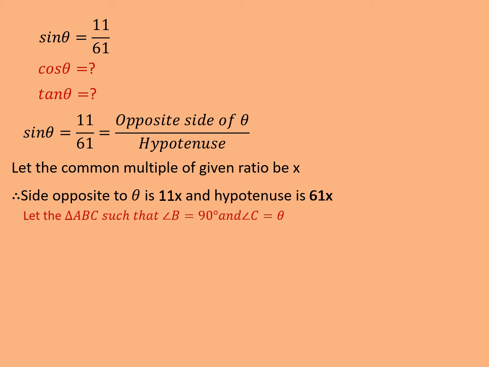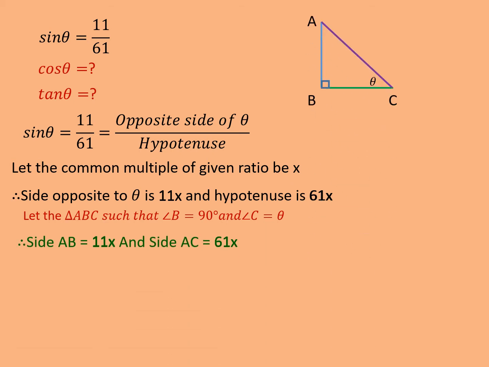So let us take a triangle ABC such that angle B is 90 degrees and angle C is theta. The diagram is as shown here. So what will be side AB? Because side AB is the opposite side of angle theta, it will be 11x, and the hypotenuse is AC, so that will become 61x.